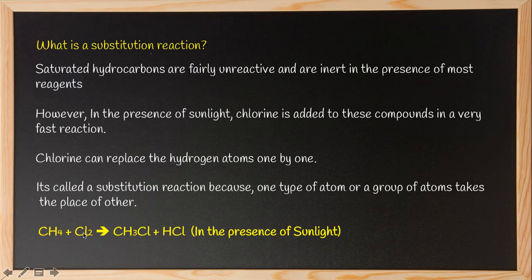So what is it doing? The chlorine molecule will split. There are two chlorines here. One chlorine will replace one hydrogen and join with the carbon, so that is CH3 plus Cl, giving CH3Cl. Now one hydrogen is left out and one chlorine is left out. Both of them join together and form HCl. I hope you understood. This complete reaction takes place only in the presence of sunlight, and since chlorine is substituting in the place of hydrogen, it is called a substitution reaction.